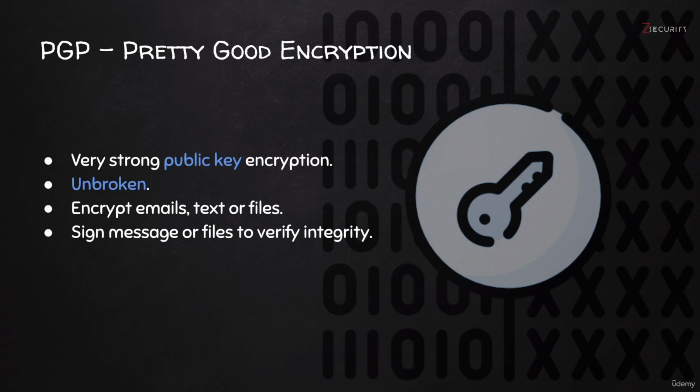Now, in this lecture, I want to explain to you how PGP works in general, and then in the next lectures, we'll see how we can use it to encrypt all sorts of data and how to use it to sign and verify integrity. Now, PGP is a public key or an asymmetric encryption. And to understand how that works, let's first have a look at the other traditional type of encryption, symmetric encryption.